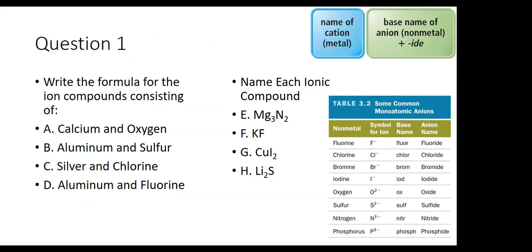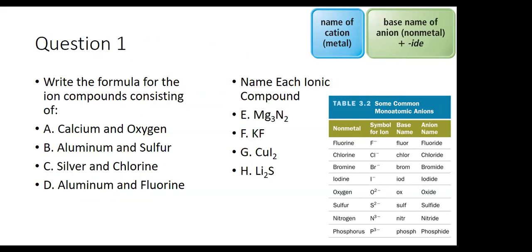So what we're going to do first, on the left side, A, B, C, and D, is that I'm going to give you two elements, and I want you to write down what compound will form from those elements, and E, F, G, and H, I want you to name that compound. All right, so I'm going to do A for you.